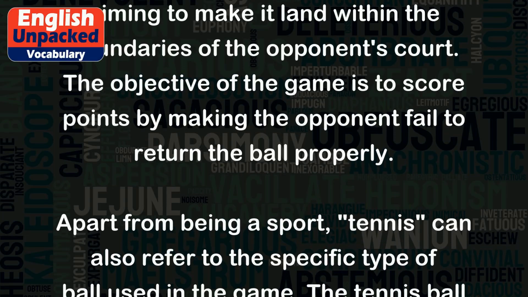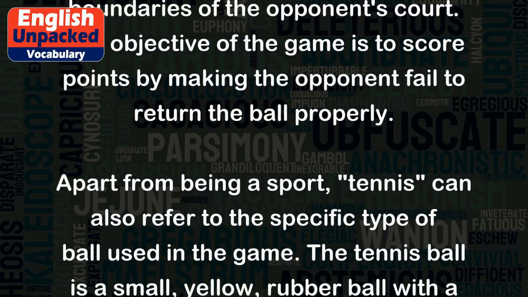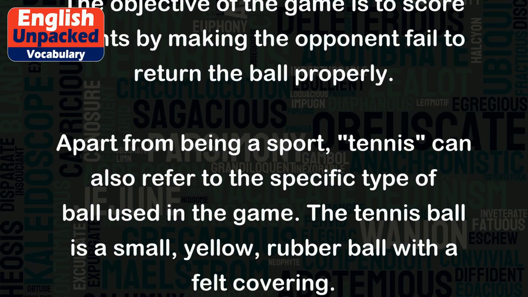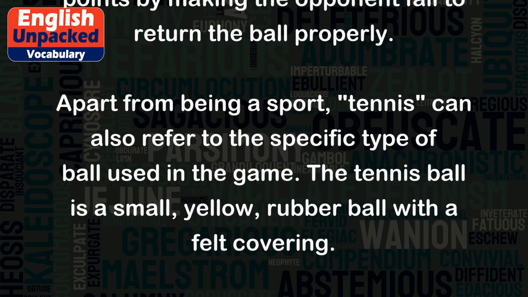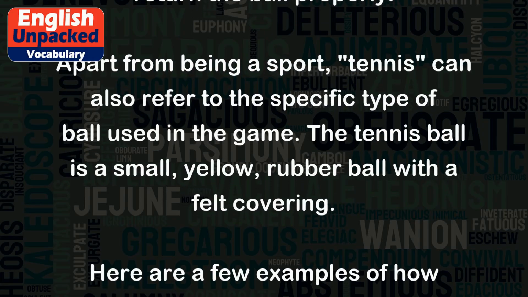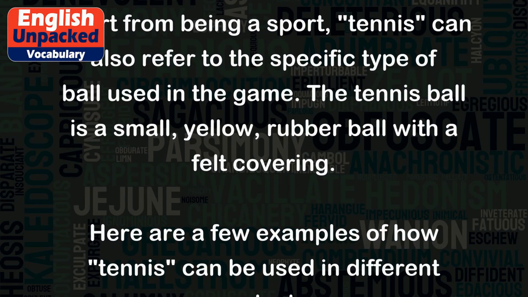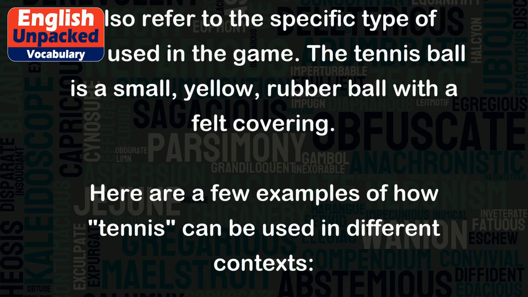Apart from being a sport, tennis can also refer to the specific type of ball used in the game. The tennis ball is a small, yellow, rubber ball with a felt covering.